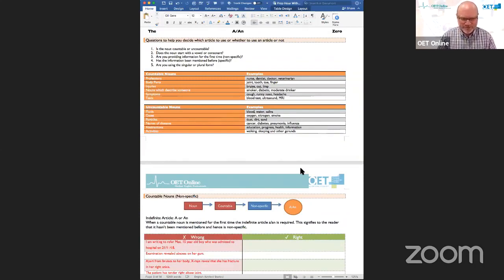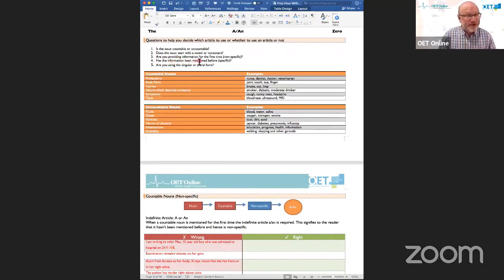So on this page, we will start to categorize some of the different uses. And I'm going to use my little pointer here. So in order to decide which article to use, we've got to ask some questions. So which questions will you ask? Well, is the noun countable or uncountable? That's always your first question. Second question, does the noun start with a vowel or a consonant? That will help you decide whether to use "a" or "an."